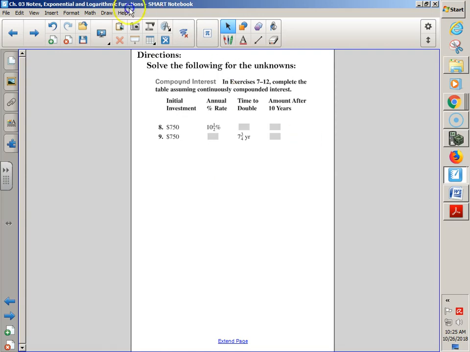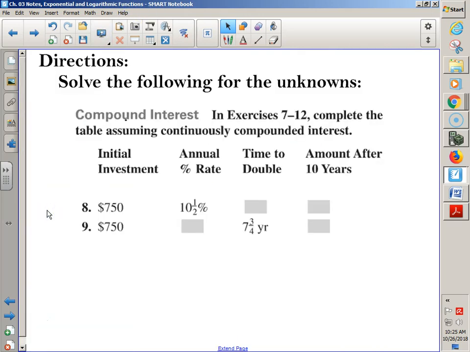This is the first section of homework. I want you guys to get down the important information from the directions.